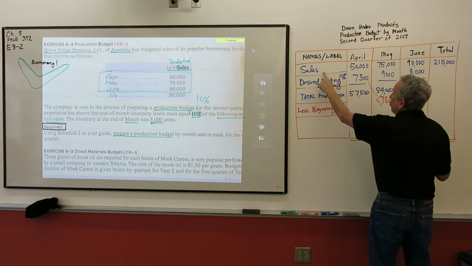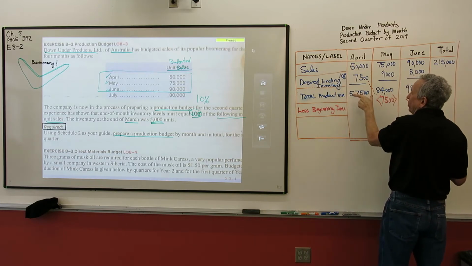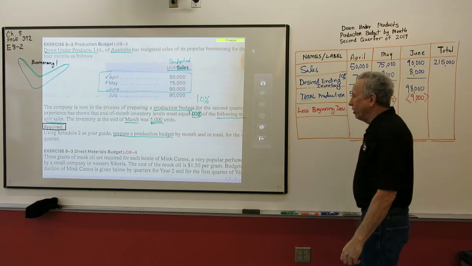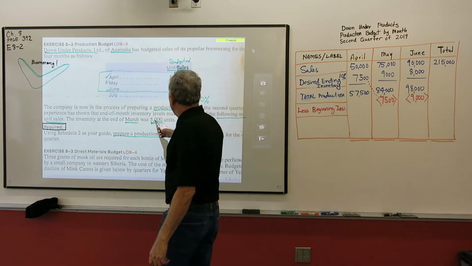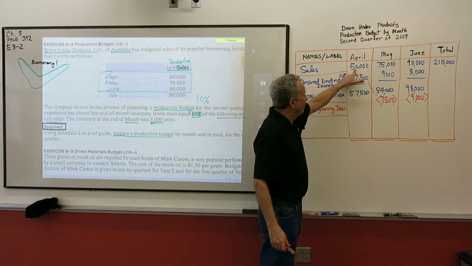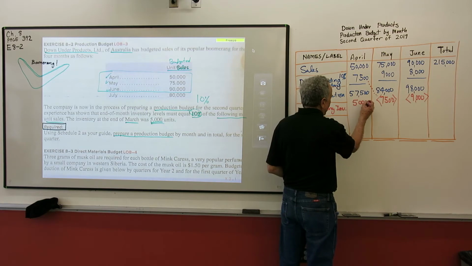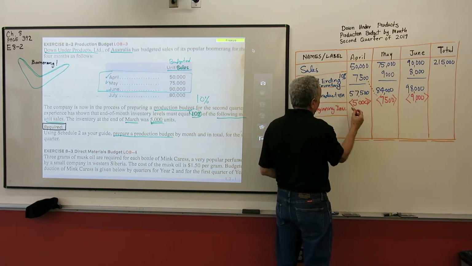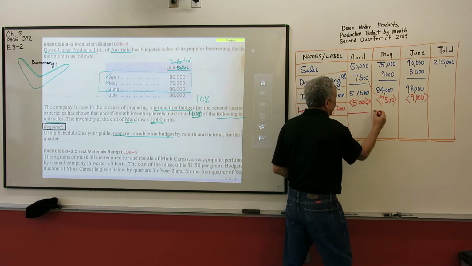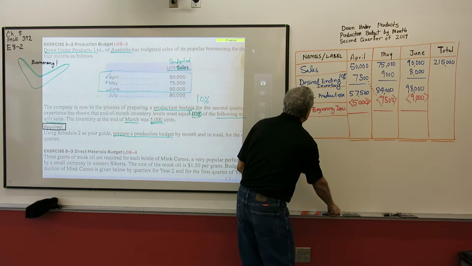The ending inventory of March will be the beginning inventory of April. What's the beginning inventory of March? They told us it was 5,000 units. We could have gotten it anyway, because 10% of 50,000 is 5,000, but they told us that. Now let's subtract that, and now we'll have the real answer here.